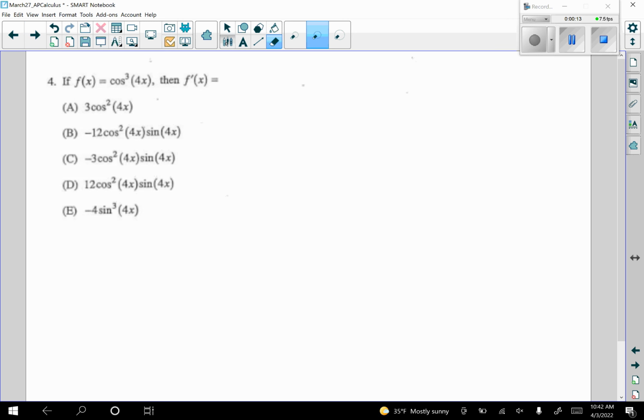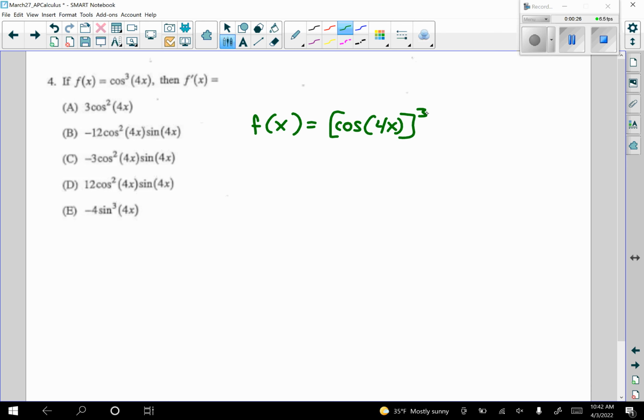So it's been a while, but we've definitely seen problems like this, especially when we started working with the chain rule. So what we could do is just rewrite the function to help us out. So we could just say this is cosine of 4x, and then that whole quantity is cubed. That way we could apply the chain rule a little bit easier. So then our derivative would become 3 times this quantity, cosine of 4x, squared. Then we take the derivative of the next inside stuff. So the derivative of cosine of 4x would become negative sine of 4x. And then the innermost stuff, derivative of 4x, would just be times 4.